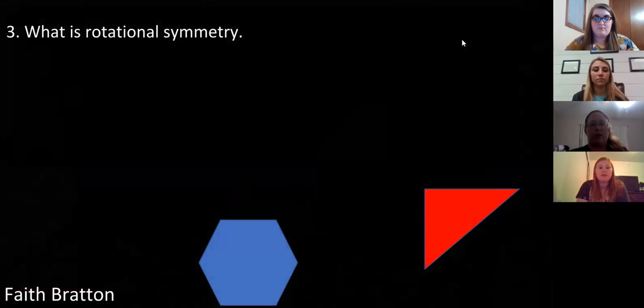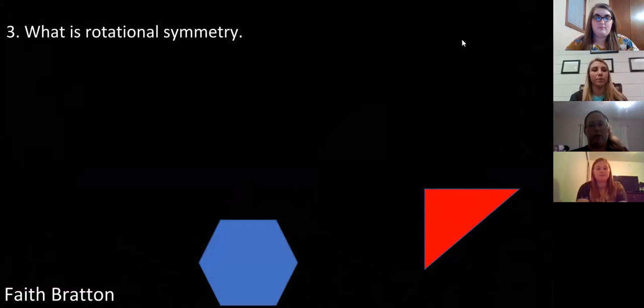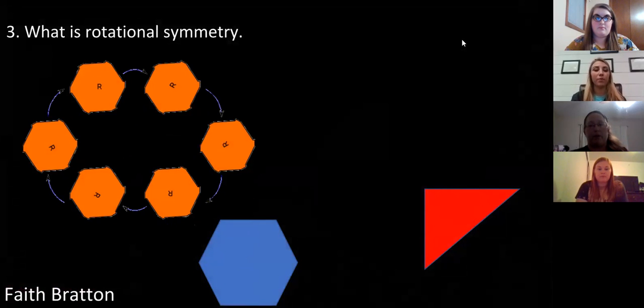Hey, Faith, what is rotational symmetry? Okay, rotational symmetry is when a shape still looks the same after it's been rotated a few times. It can be rotated by any angle between 0 degrees and 360 degrees. For example, a regular hexagon, as seen on your left, has rotational symmetry. As you can see in this figure, it's been rotated a whole bunch of times, and it still looks the exact same no matter how many times it's rotated, 360 degrees or more.